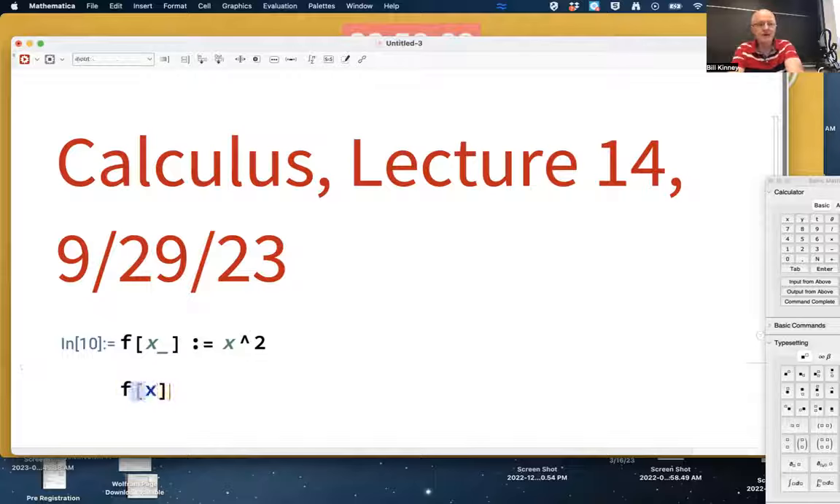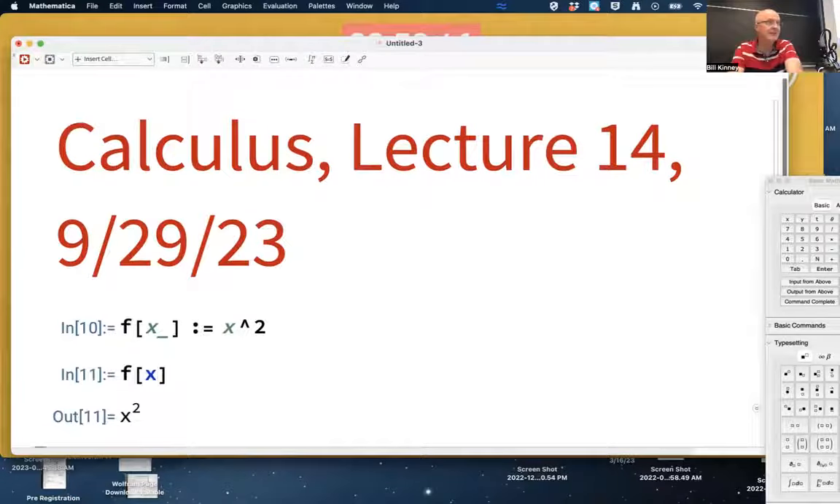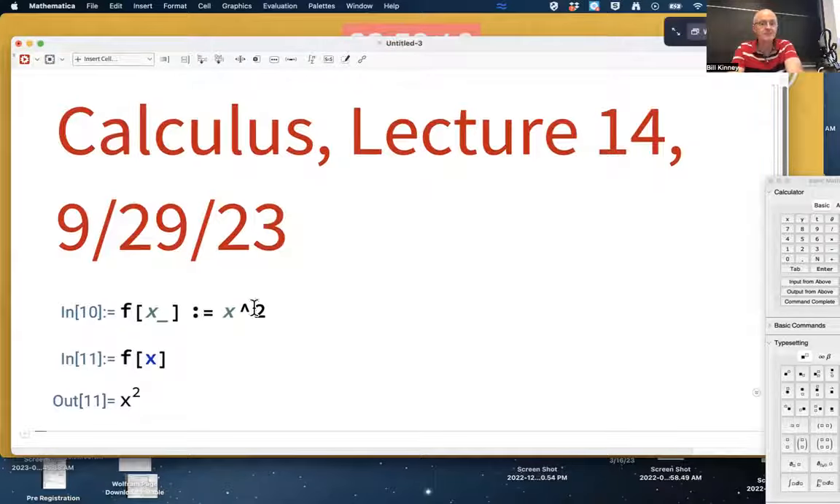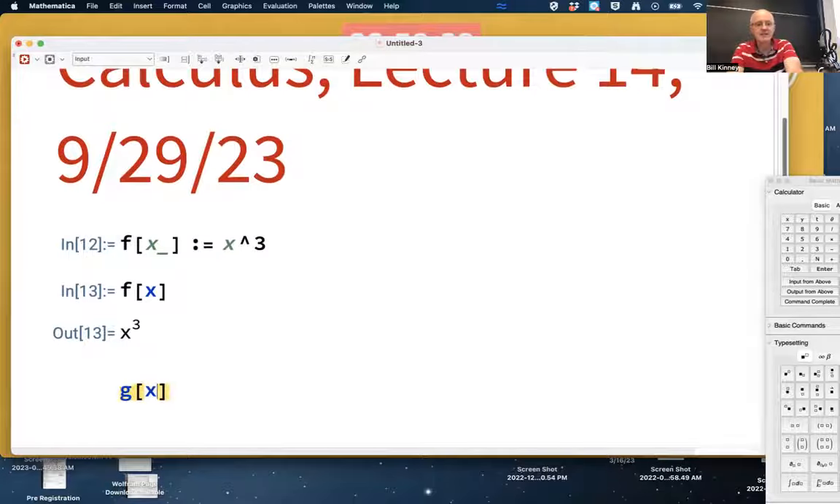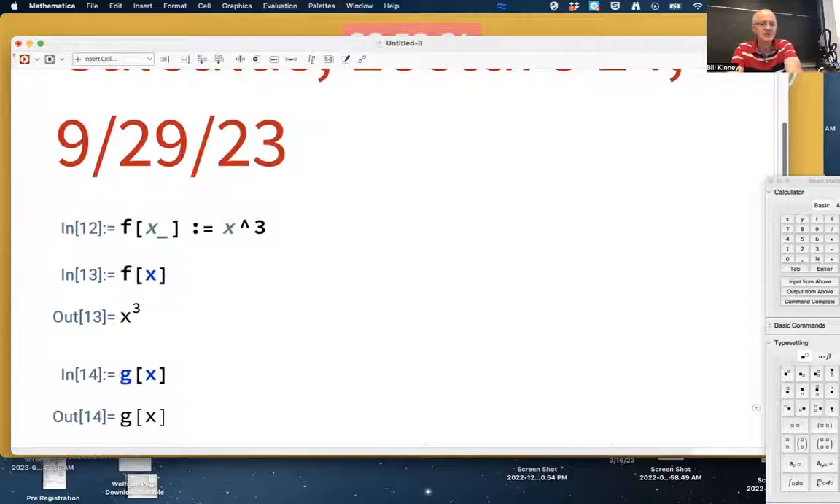Once it's entered, you can type f of x without an underscore to see, hey, yes, f of x is x squared. And by the way, you can re-enter things. You can change things. If I change this x squared to an x cubed and re-enter it, hey, now f of x is x cubed. It's updated its memory to what is stored in the function f. I have not typed g of x, so I think g of x is nothing unless I typed it in a different session. Yeah, g of x is just g of x.